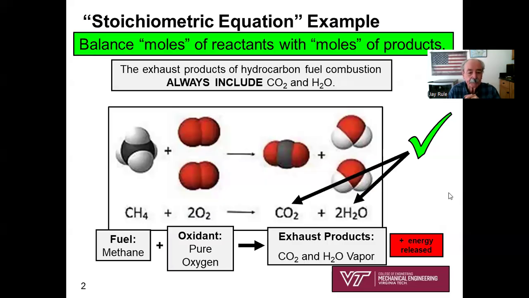And the idea is balancing the moles of the reactants, in other words, the fuel and the oxidant that you're combining so that you get perfect combustion, nothing left over, but the exhaust products are some number of moles of CO2 and some number of moles of H2O. And of course, you remember the exhaust products are always going to include carbon dioxide and H2O, water vapor.